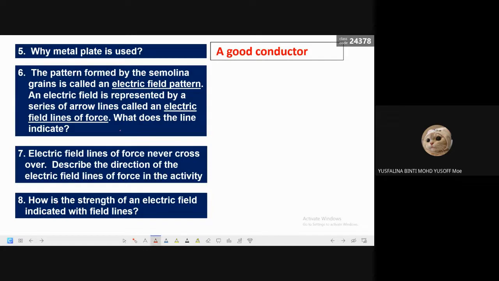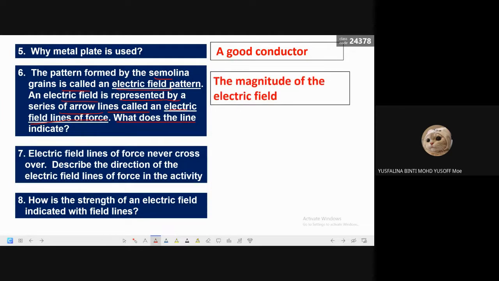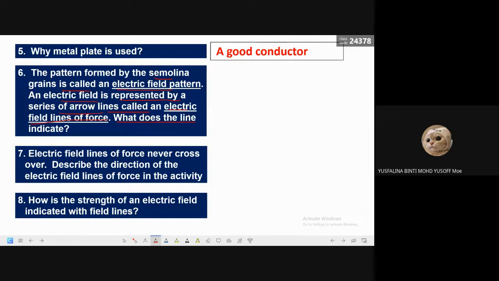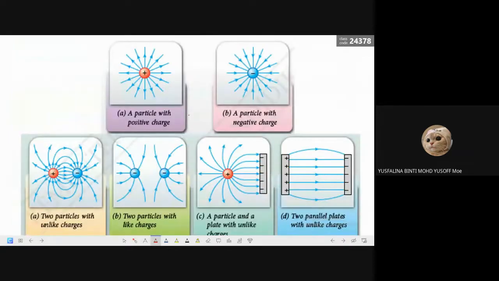And number 6: the pattern formed by the semolina grains is called the electric field pattern. An electric field is represented by a series of arrow lines called electric field lines of force. What does the line indicate? The magnitude of the electric field. Let's say I compare, and I give you a diagram. I'm taking this as an example, with positive and negative, and the electric field is only this one.